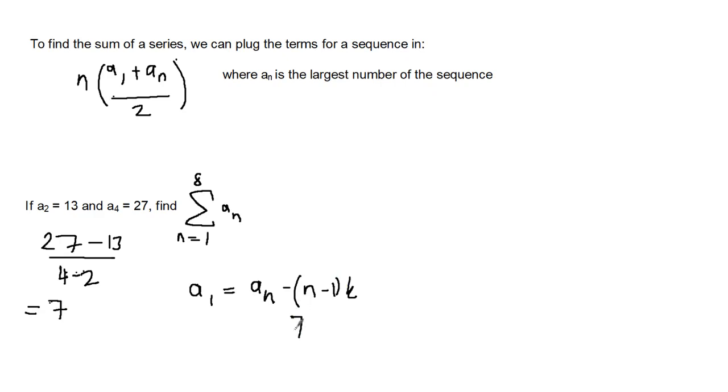And then let's think about what a sub n can be. A sub n really can be anything. It doesn't have to be the largest number of the sequence. So let's make a sub n this one here, a sub 4. So we have 27 minus 7 times n minus 1, which is 4 minus 1, so 3. And our k is already figured out. So a sub 1 is equal to 27 minus 7 times 3, which is 6. So we found a sub 1.